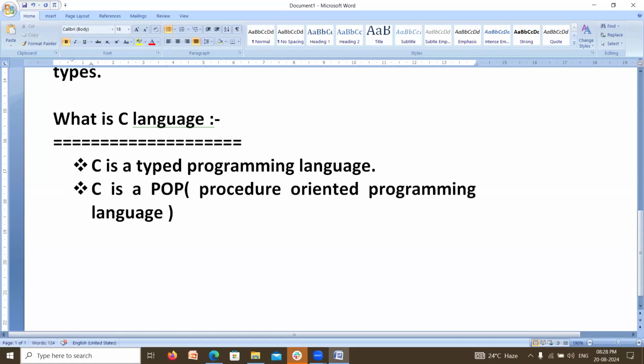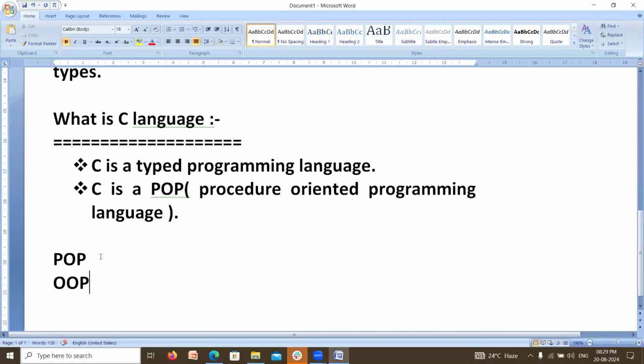Actually, in the world, there are so many programming languages: C, C++, Java, Python, .NET, so many. All programming languages are classified into two. One is POP, second one is OOP: procedure oriented programming language and object oriented programming language. Here C is a procedure oriented programming language.